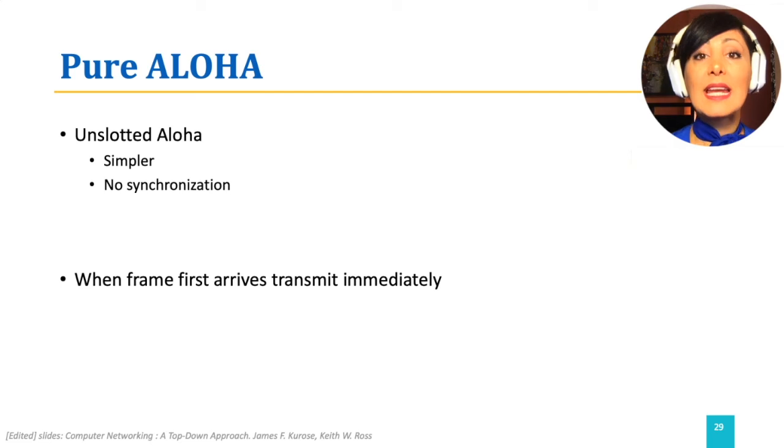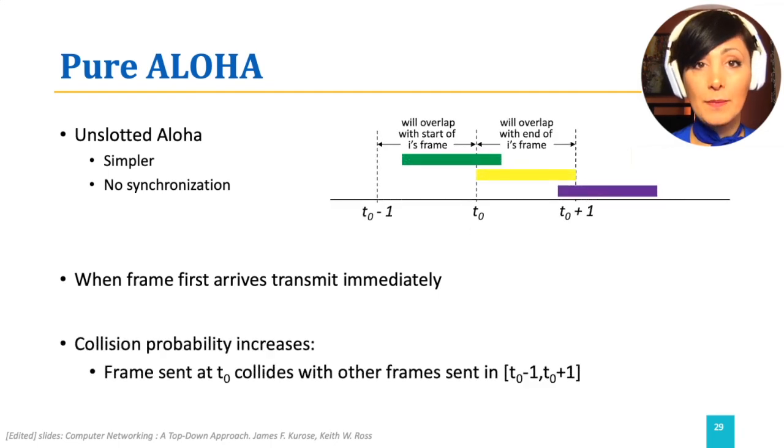This model increases the possibility of a collision, because a frame sent at time t0 might collide with frames starting at the same time, as well as frames whose transmission has started before and not finished yet, and frames whose transmission might start during the time needed for the transmission of the current frame, which is from t0 minus 1 to t0 plus 1 frame time if the current send time is t0.